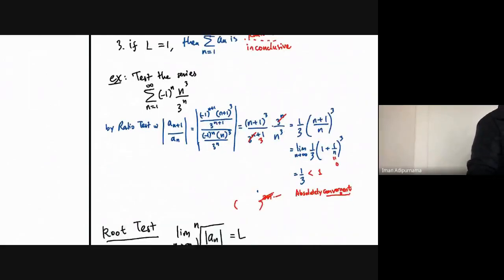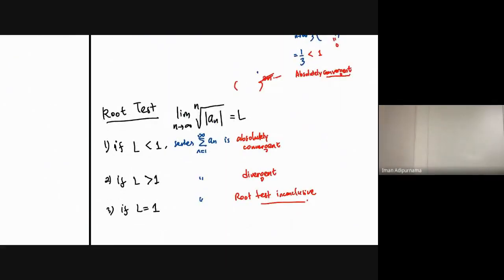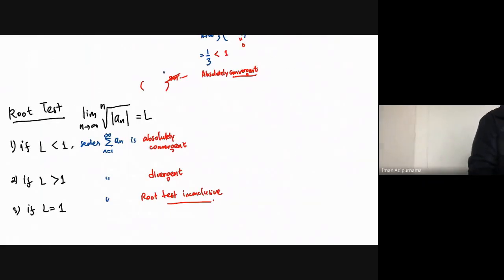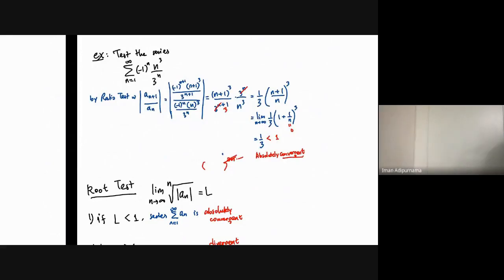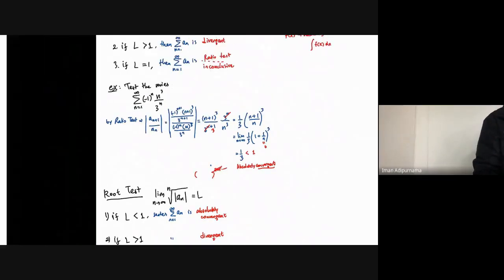So you also need to find the value L: less than one, greater than one, and equal to one, giving absolutely convergent, divergent, and inconclusive. So basically the same options, but the method is a little bit different. For the root test, you take the nth root, a power of 1/n, of the absolute value of a_n. Let me show you some examples, for the ratio test and the root test.